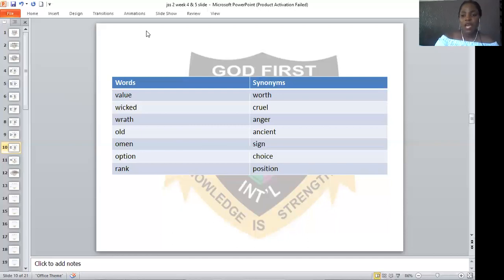Option. I do not have any other option. The synonym for option is choice. I do not have any other choice.